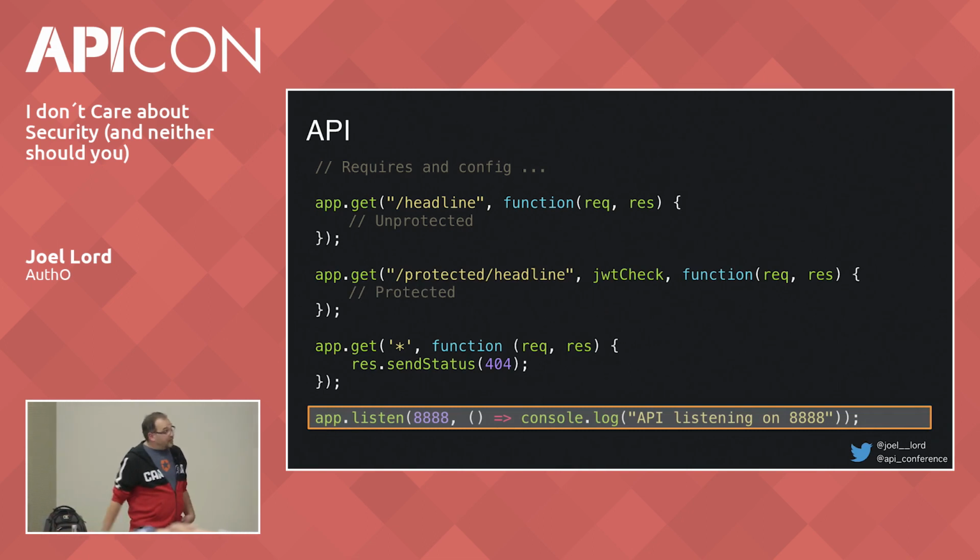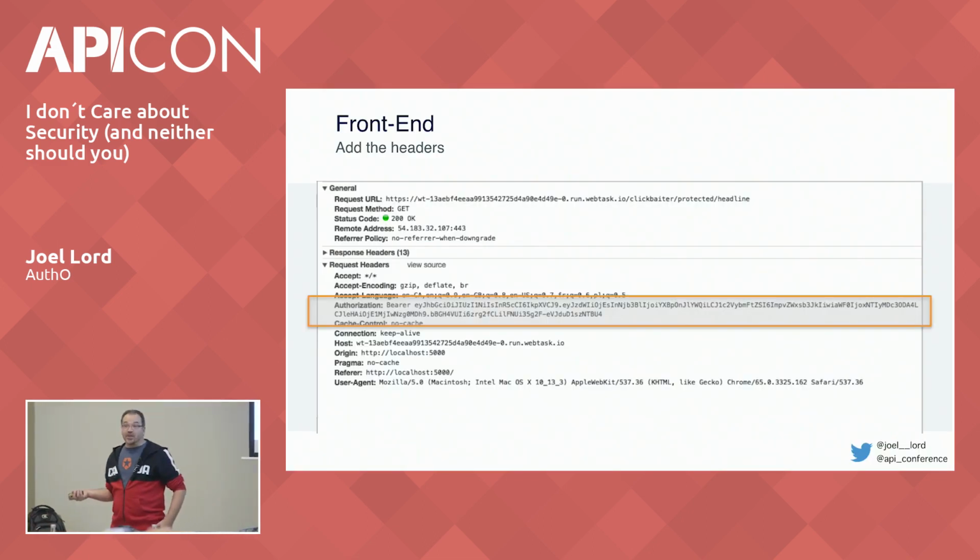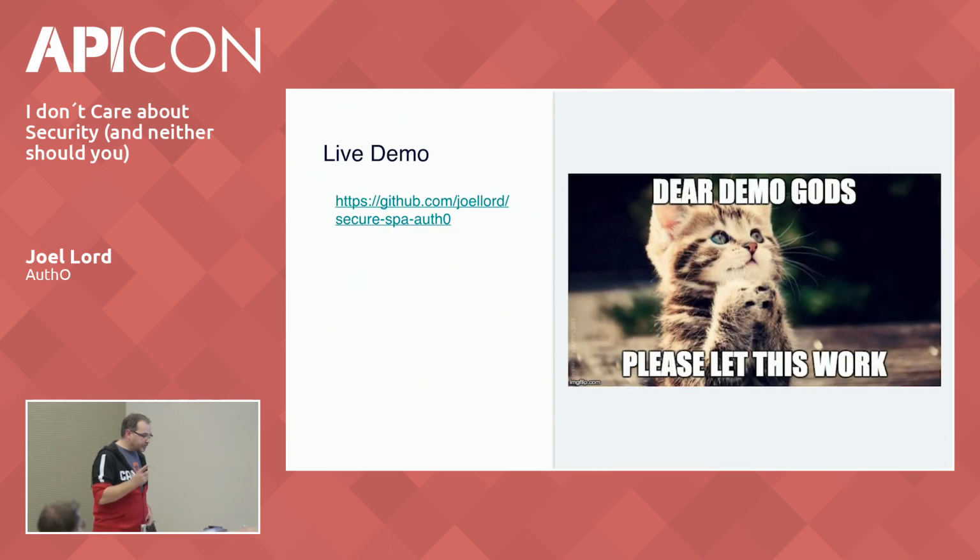Now for a front end, the only thing that we need to do is to add the access token as part of our headers. So we'll add a new header, authorization, and in this case I'll use a bearer token. I'll just say bearer, and pass it the access token. Really, that's all you need to do on your front-end side. So let's look at how this looks.